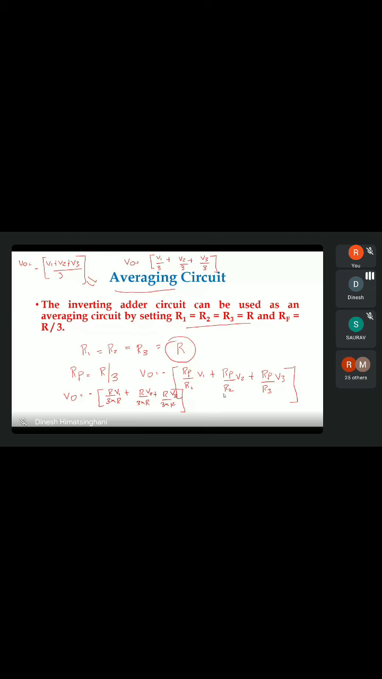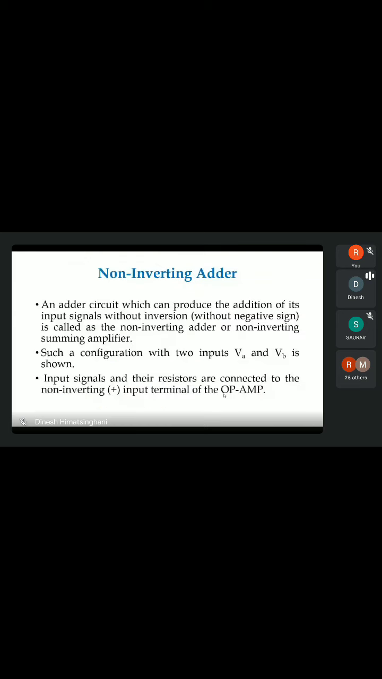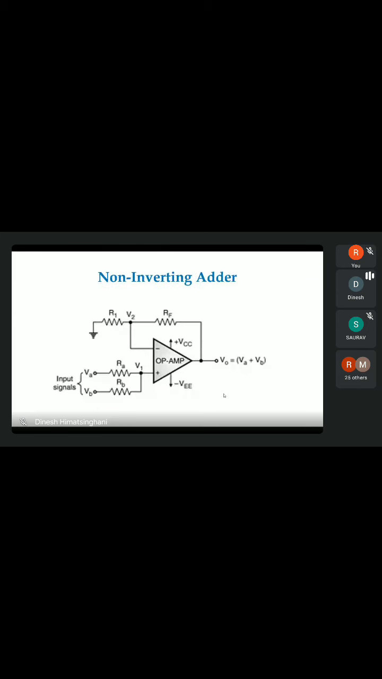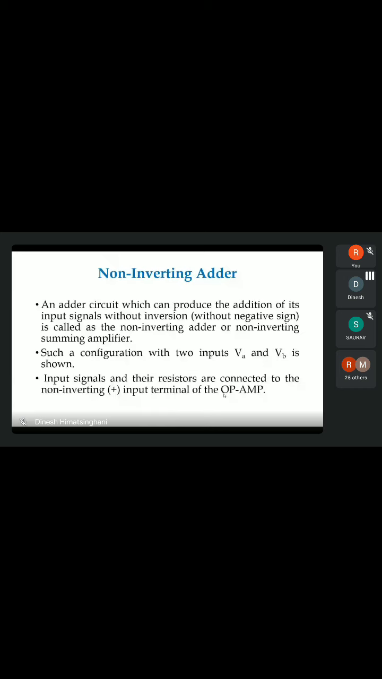Next lecture after Diwali, we will begin the non-inverting adder. I'll show you the circuit diagram that I have here because I want to show something here so that I can do the non-inverting adder. Once we finish non-inverting adder, there are 3 or 4 more applications left. We have an op-amp as a subtractor. Just as we have an adder, we have a subtractor.